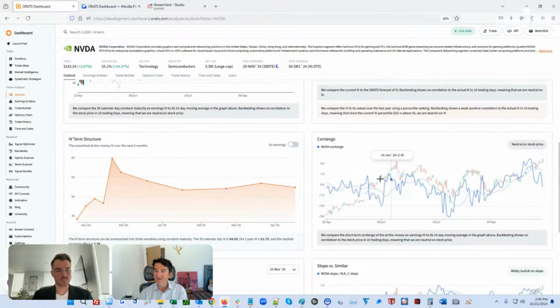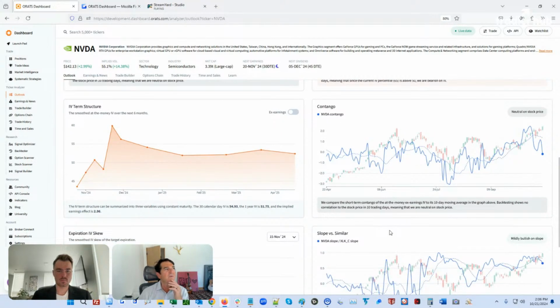Also, while we're at it, let's look at Contango. Contango is when a stock has the front months lower than the back months. Now we have November pretty high there. So we also look at Contango on an overlay. And again, Nvidia is a little different than most.